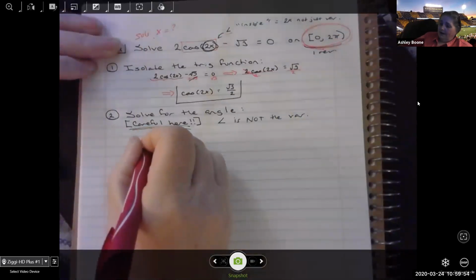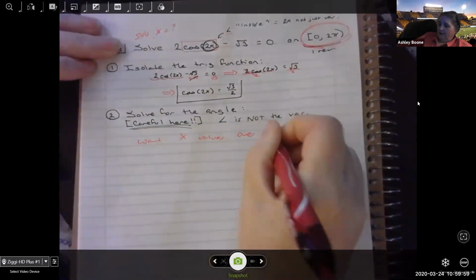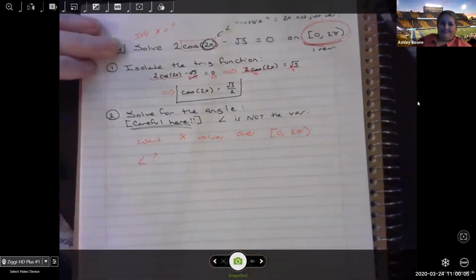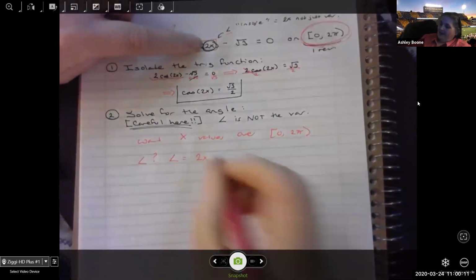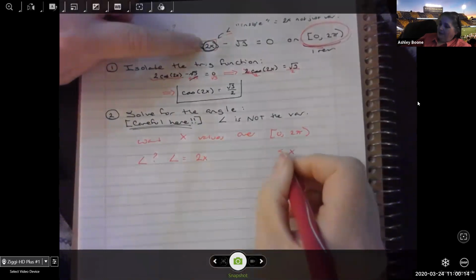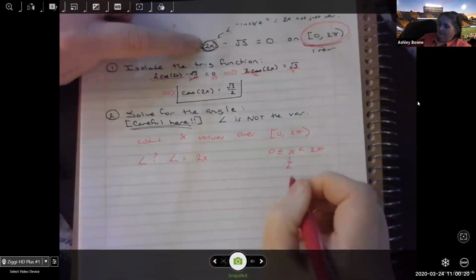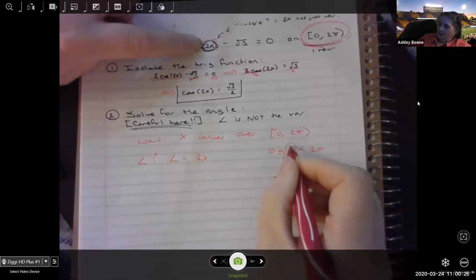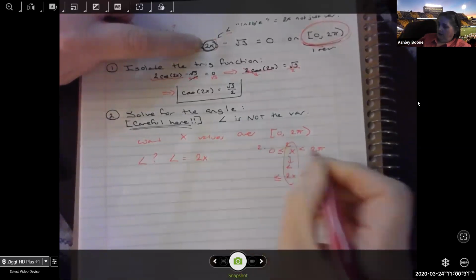And we want the x to be in the interval. So we want x values over 0 to 2 pi. So what's that mean for the angle? The angle is 2x. So if x is between 0 and 2 pi, that means our angle, 2x, must be between, well, to get a 2x, I would have had to multiply by 2. When you have an inequality and you multiply one part, multiply all the parts.